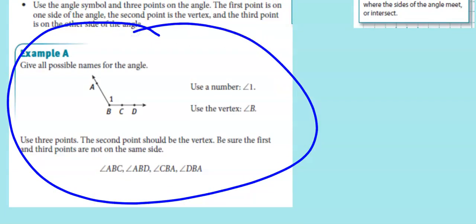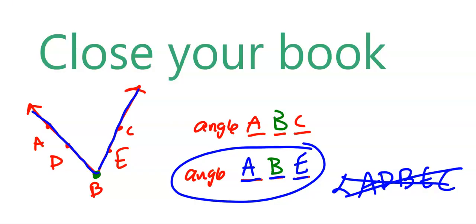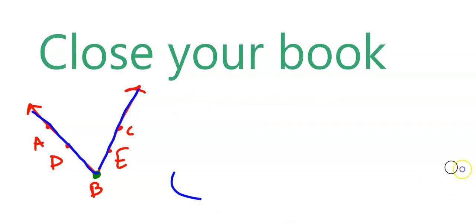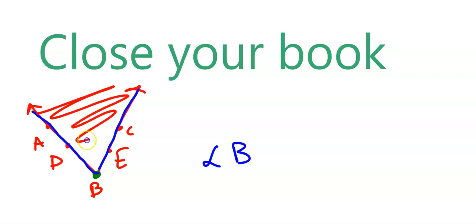One thing I forgot to mention was at times you will see somebody label this as just angle B. Now, I told you I had to use 3 letters. Why can they just use 1? Well, because there's really only one angle B here. So if I said color in angle B, you would know it's this angle right here. So you can just use 1 letter.